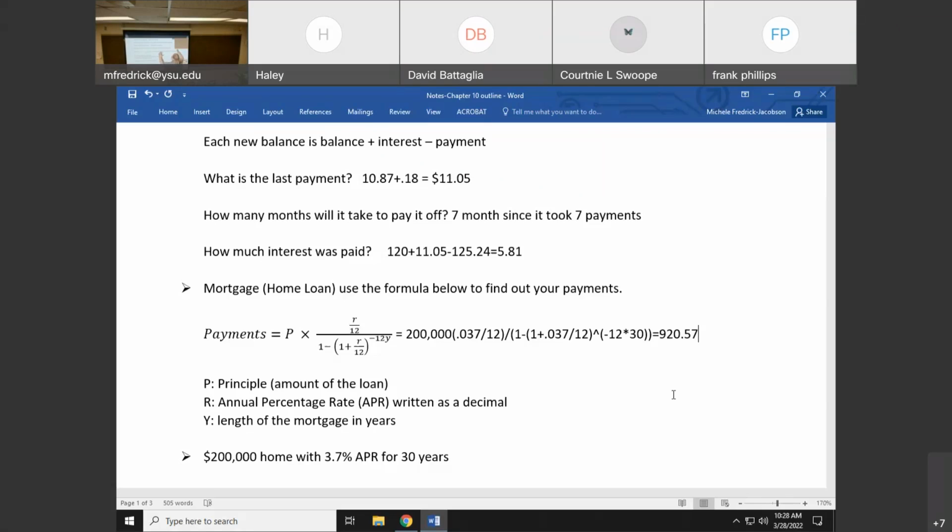Because I hold it on there, it has to be in one, and I put the one on the outside. So then 1 minus parentheses, 1 plus 0.037 divided by 12, close 1 parenthesis. Then the caret, parentheses, -12 times 30, close 2 parentheses. I got the same answer.